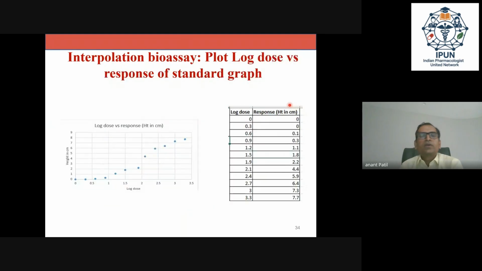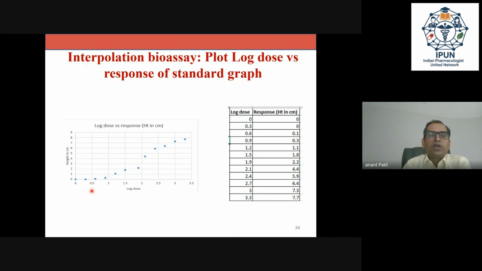So now what I do is the percentage response, or I can have this height in centimeter. I can use both. I can use actual height also, because the numbers are not very large. So on the y-axis I have kept the height, and on the x-axis I have taken the log dose. So log dose is here, and the height is here. And this was the standard. So this is the graph plotting of the standard. Log dose on the x-axis, and response in centimeter on the y-axis. You can see very well, because it's a log dose, the graph has become sigmoid.